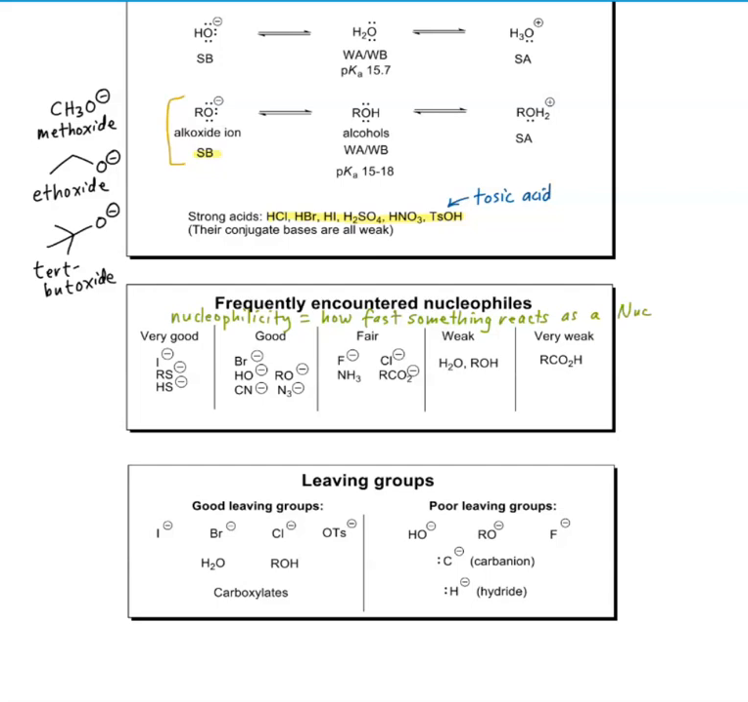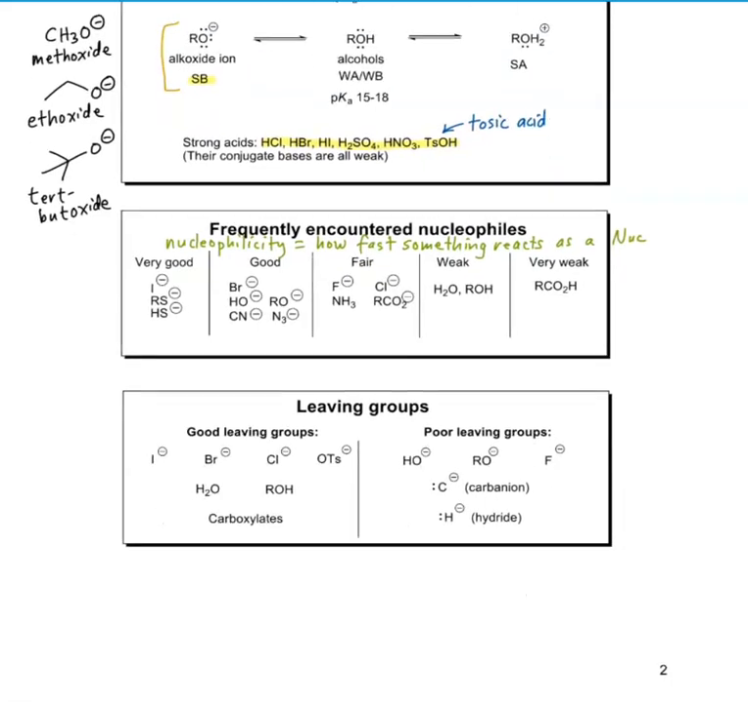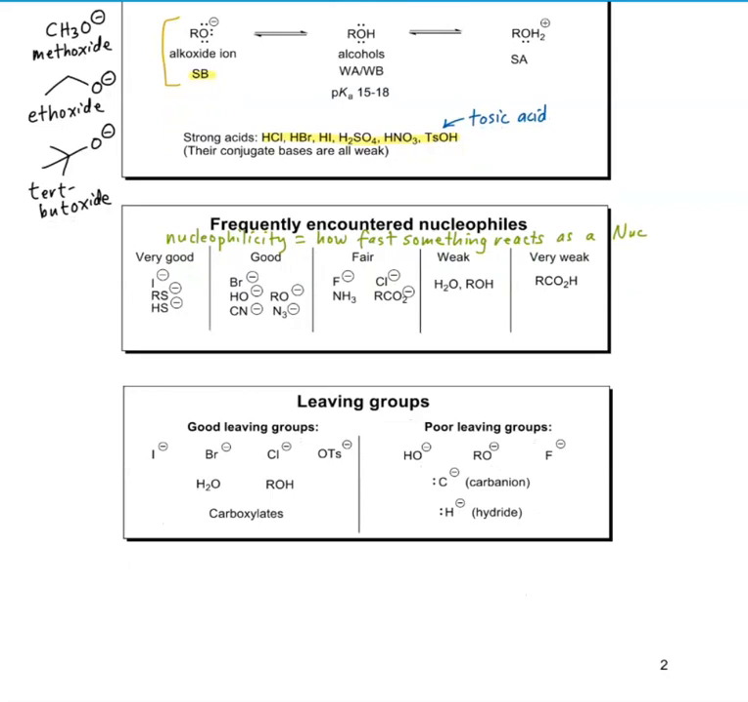So I'll just abbreviate nucleophile as nuc. So what this means is that something, for example, in the very good category, like I minus, iodide ion, is a better nucleophile, meaning it reacts faster than something in the fair category, for example, like the fluoride ion. So we're going to see lots of nucleophiles.